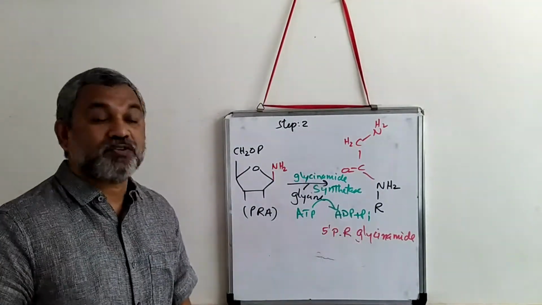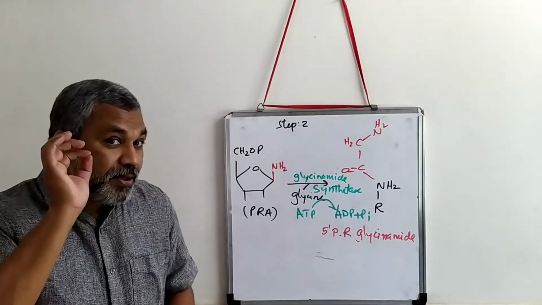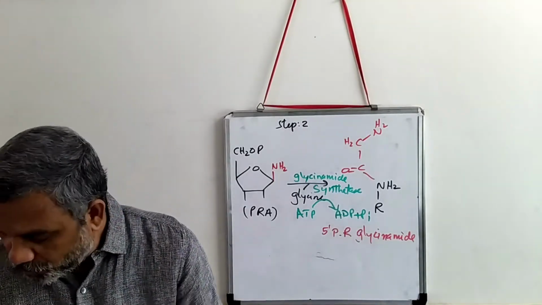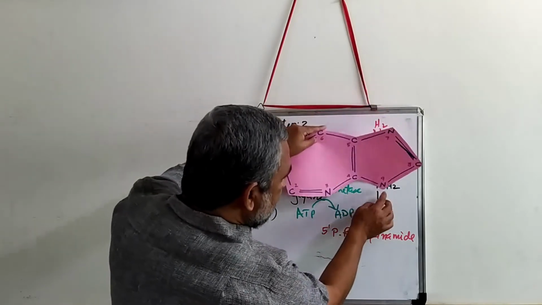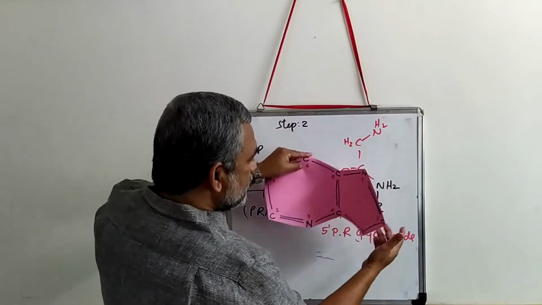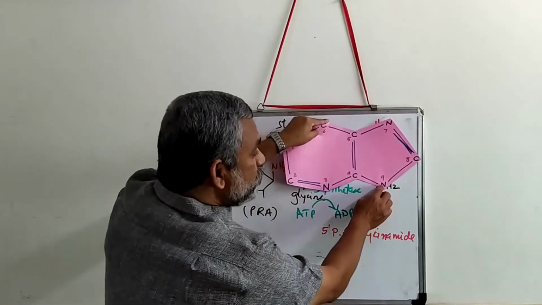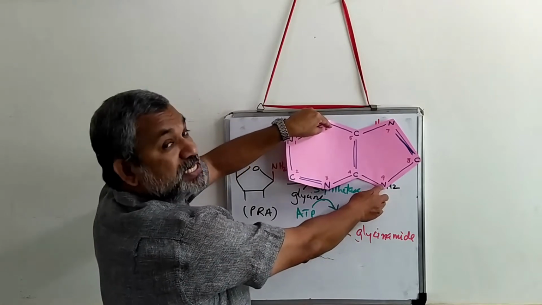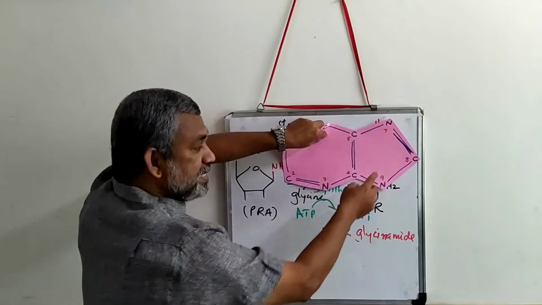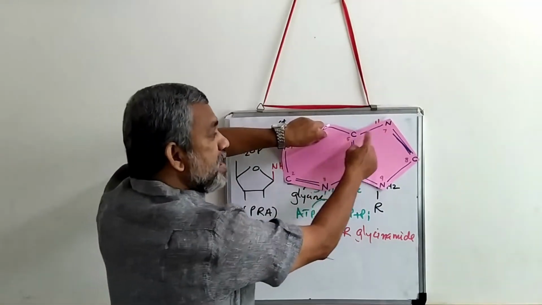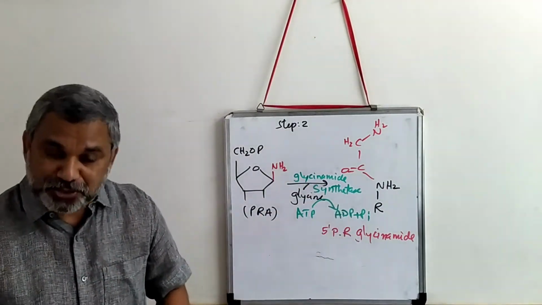So 5-phosphoribosyl glycinamide is formed. Let me give you a little clue. We are here in this structure, and this is the N9. Look at this structure. We are trying to construct this imidazole ring. Therefore, this is going to be N9, which has come from glutamine. This is the whole glycine that is added. Carbon numbers 4, 5 and 7 are added here. So this is step number 2.